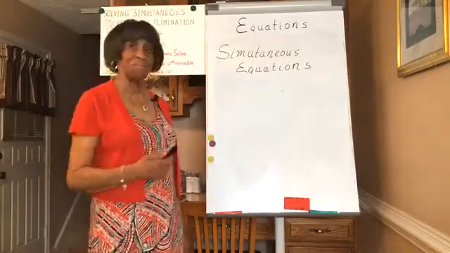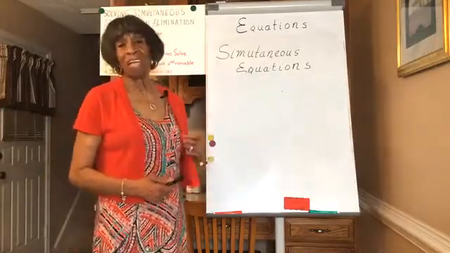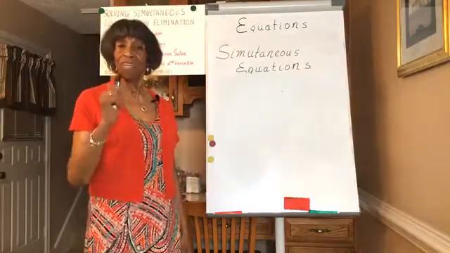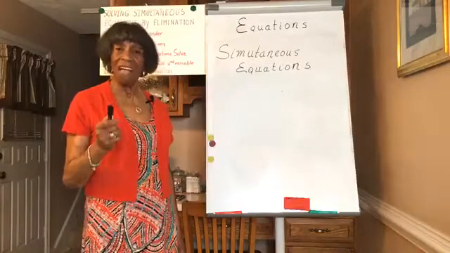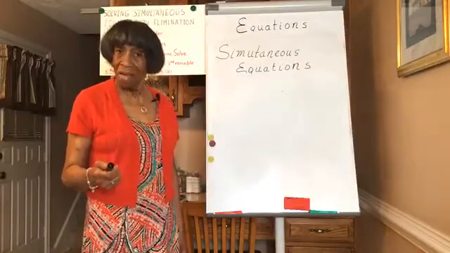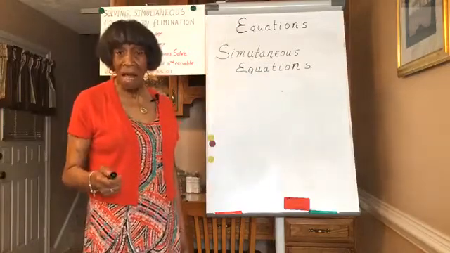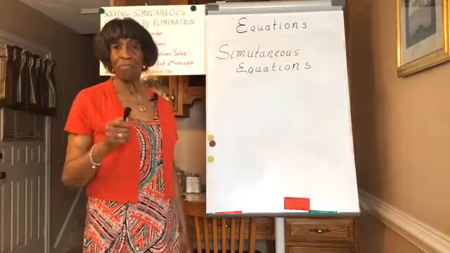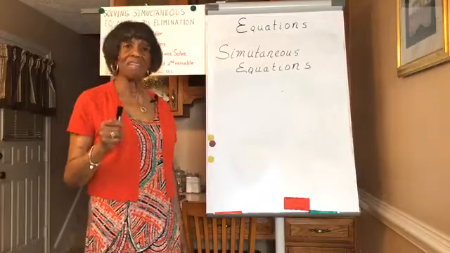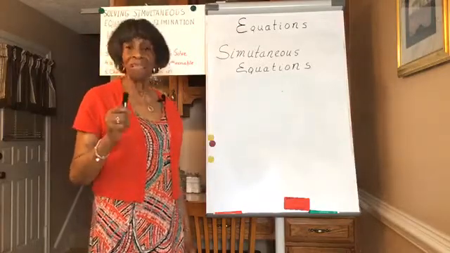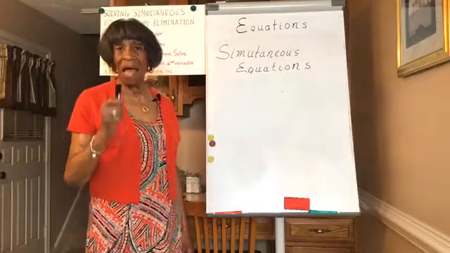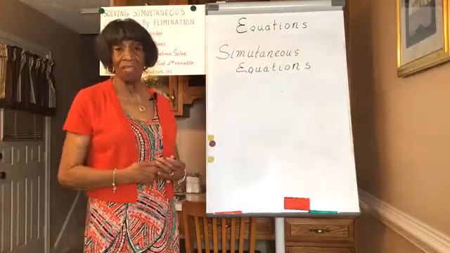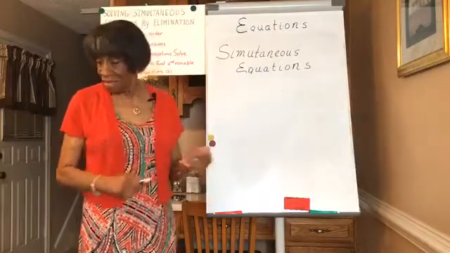So let's get to the equation. We call them simultaneous equations simply because there are two or more equations that are solved at the same time with the same variables, and the variables have the same value. So let's look at it and see.